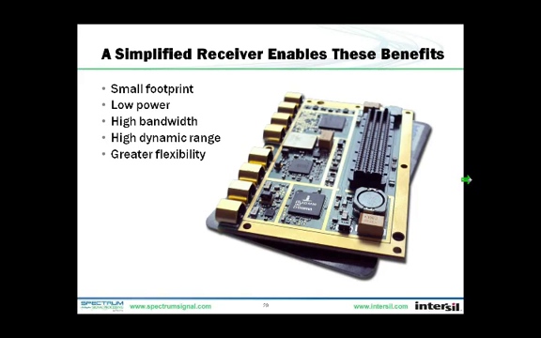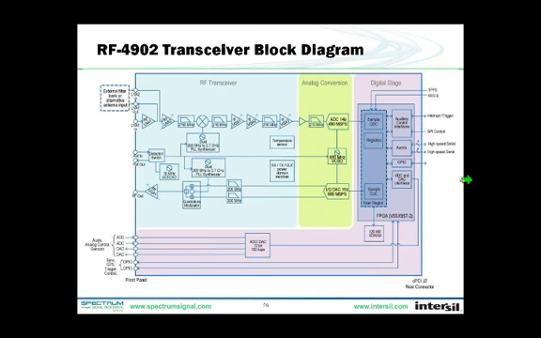Having a high analog bandwidth enables us to have a selectable IF frequency and IF bandwidth, so you can actually move that around, the IF frequency. And the high bandwidth also enables us to implement frequency hopping in the digital domain within the digitized bandwidth. We also get high dynamic range and greater flexibility by doing more processing in the digital domain. Let's have a closer look at the overall RF4902 blade and how it maximizes the advantages of the fast ADC.